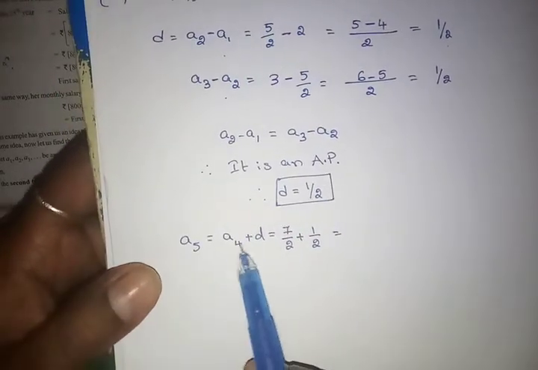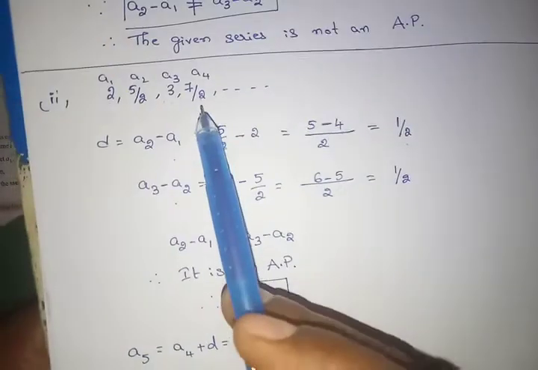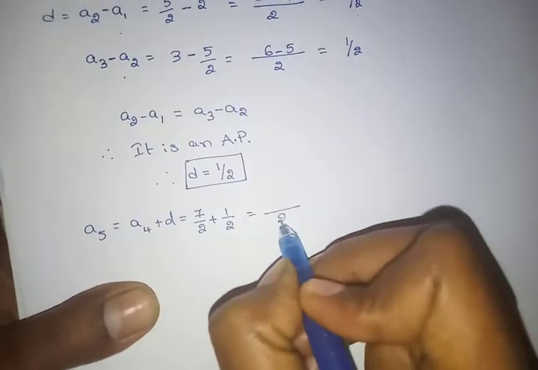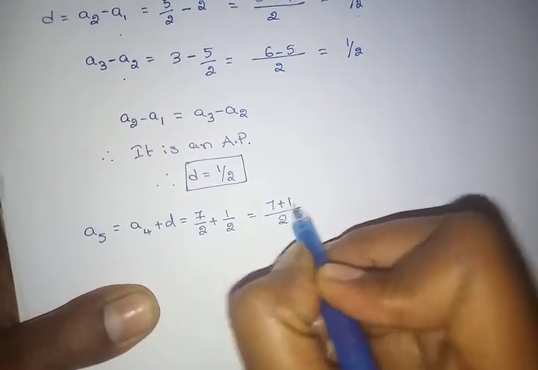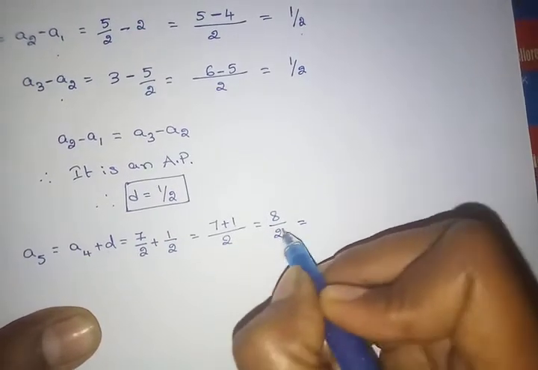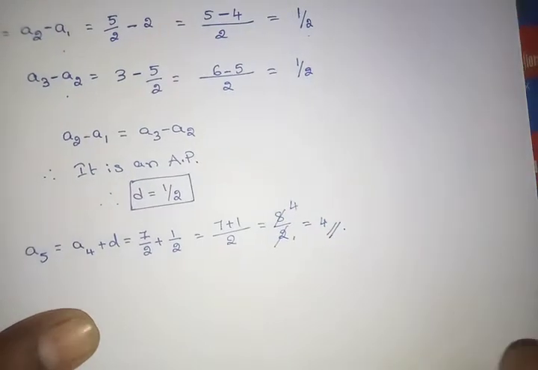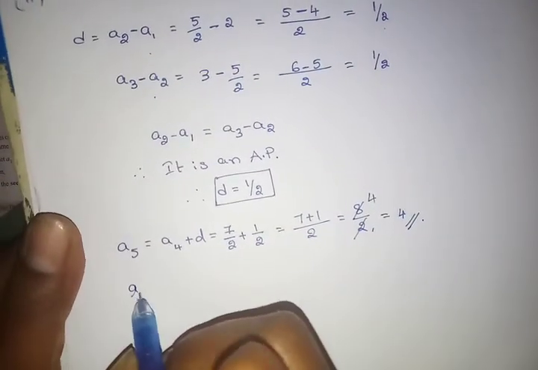So what do we get? A5 equals A4 plus D. A4 value 7 by 2 plus D value 1 by 2. Same denominator, take LCM. 7 plus 1, how much is this? 8 by 2. That equals 4.